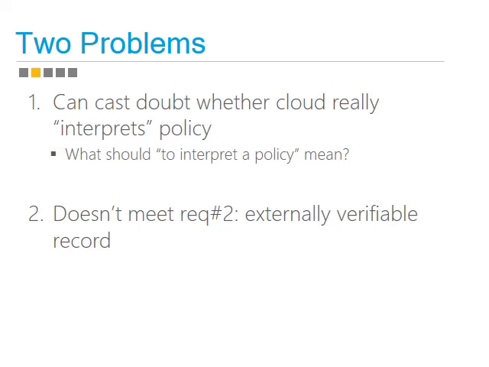So we started thinking about this question, and the question got deeper very quickly. What exactly, from a legal standpoint, does it mean to require a cloud to interpret a policy? In any case, we felt that this previous example, this sort of strawman design, doesn't meet this requirement. The second problem is that it clearly does not meet requirement number 2, which is to have an externally verifiable record of this interpretation.